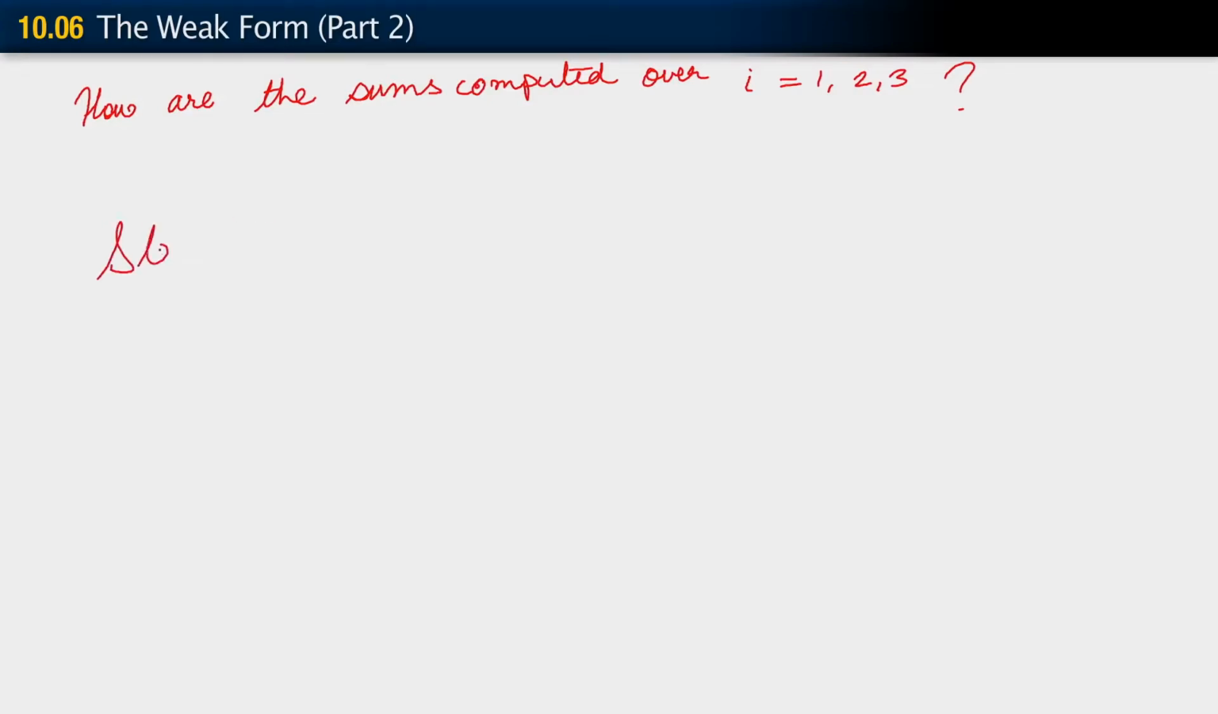I'm not going to write out the entire strong form because I think we're all a little tired of seeing it too many times. Strong form, just the PDE: sigma ij comma j plus fi equals 0. Now remember, this holds for i equals 1, 2, 3. So really what does this mean? It means that there are 3 equations, right?